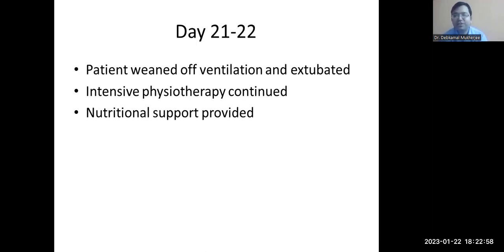This patient was basically put on intensive physiotherapy. He was put on nutritional therapy because he had lost a significant amount of weight during this period. What kind of nutrition were you giving him? Were you giving him TPN or were you feeding enterally?